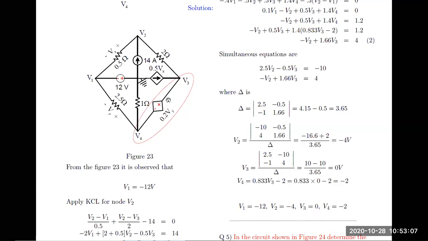Next, remaining are the third and fourth. What are all the connections there? For the third one, there is a current coming towards this node. There is a resistance between 3 and 2, and there is a voltage source between 3 and 4. Similarly, coming to the fourth one, there is a voltage source between 4 and 3, and there is a resistance between the fourth and the reference node. Also, there is a resistance between V4 and V1.